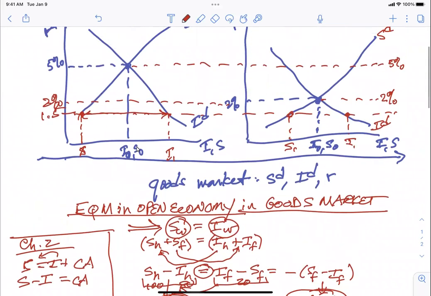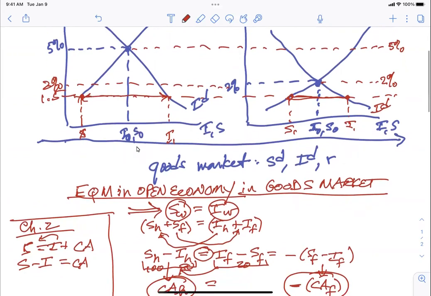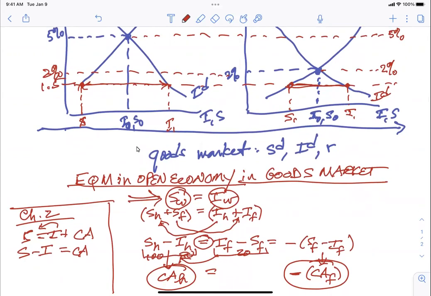So why can't 1.5% be the world equilibrium? Because both countries have a current account deficit. They're negative, right? I is bigger than S in both countries. And that can't be. One's got to be positive, one's got to be negative. One's got to be the opposite of the other one. That's the point. So in that case, in the world, the total amount of desired investment is way bigger than the total amount of desired saving. That's not true. So it's not an equilibrium.